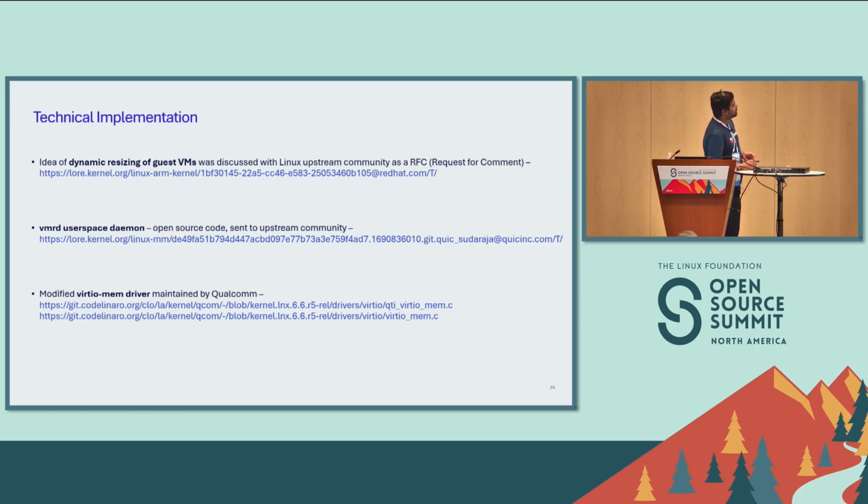This whole idea of dynamically resizing the guest VMs, or the secondary VMs, we communicated to upstream as an RFC. There was a whole lot of discussion there, and we did get some ideas and optimizations from the upstream community. I've put the link for that discussion here. We have also shared the open source code, the native VMRD daemon that we wrote, with the upstream community maybe 2 years back. You can find that code in this link.